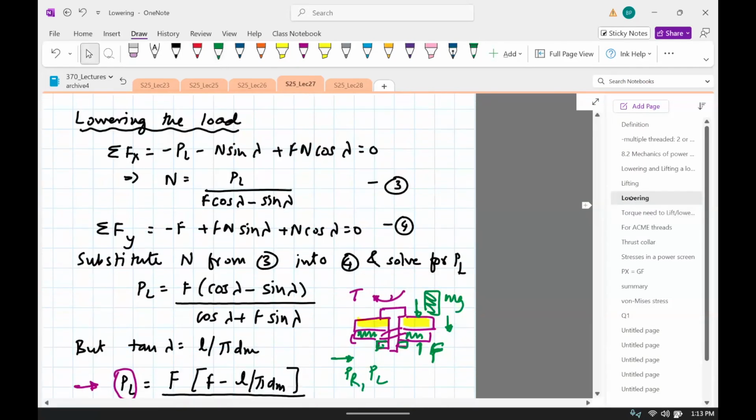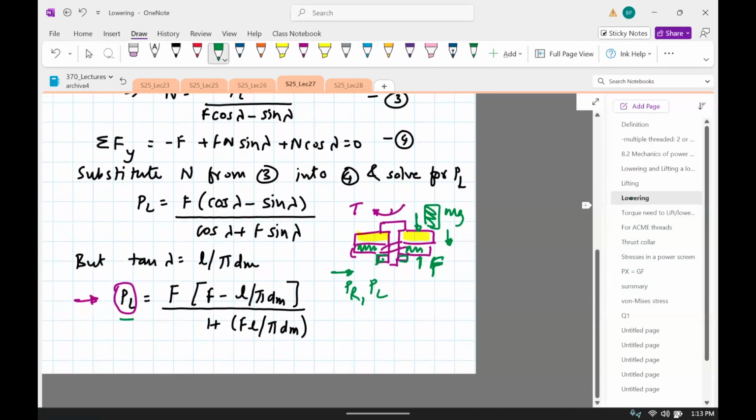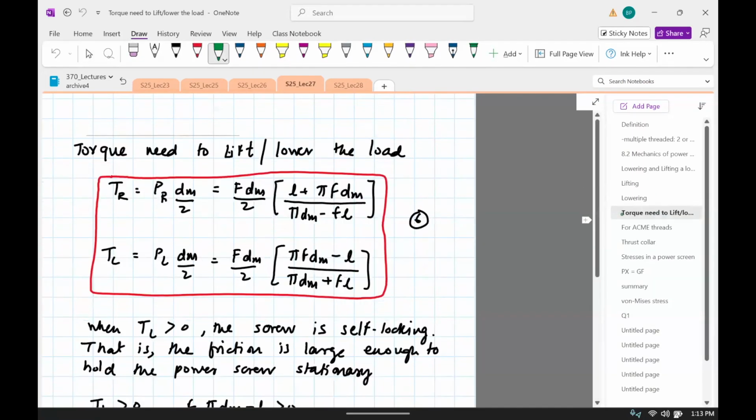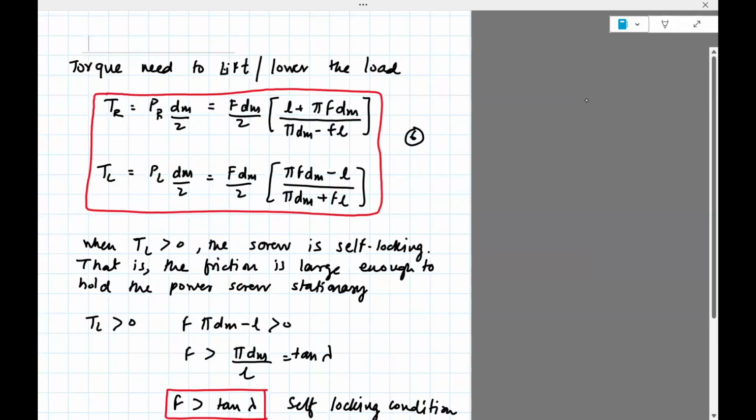Okay, so what I've got here is the load, but to convert the load to a torque, which is what we'll be supplying either manually or by a machine, is PR times dm divided by 2. We have assumed the mean diameter, and so the expression from the previous page is just put here, and you get an expression for torque. So these are the two expressions you need. Okay, that's why I boxed them. You don't have to remember anything else.